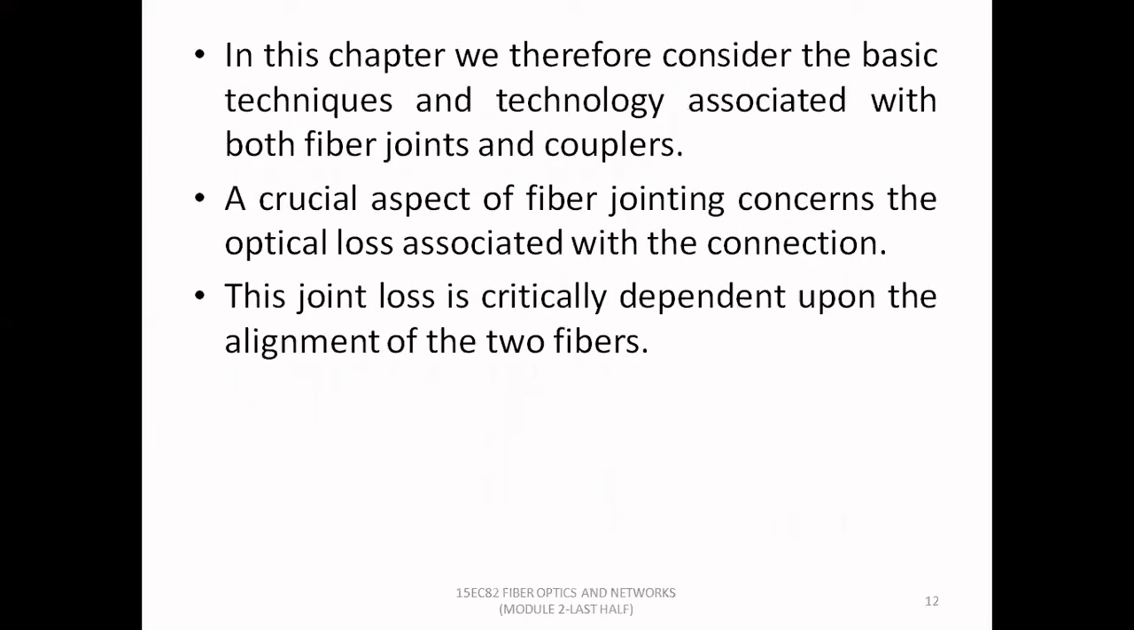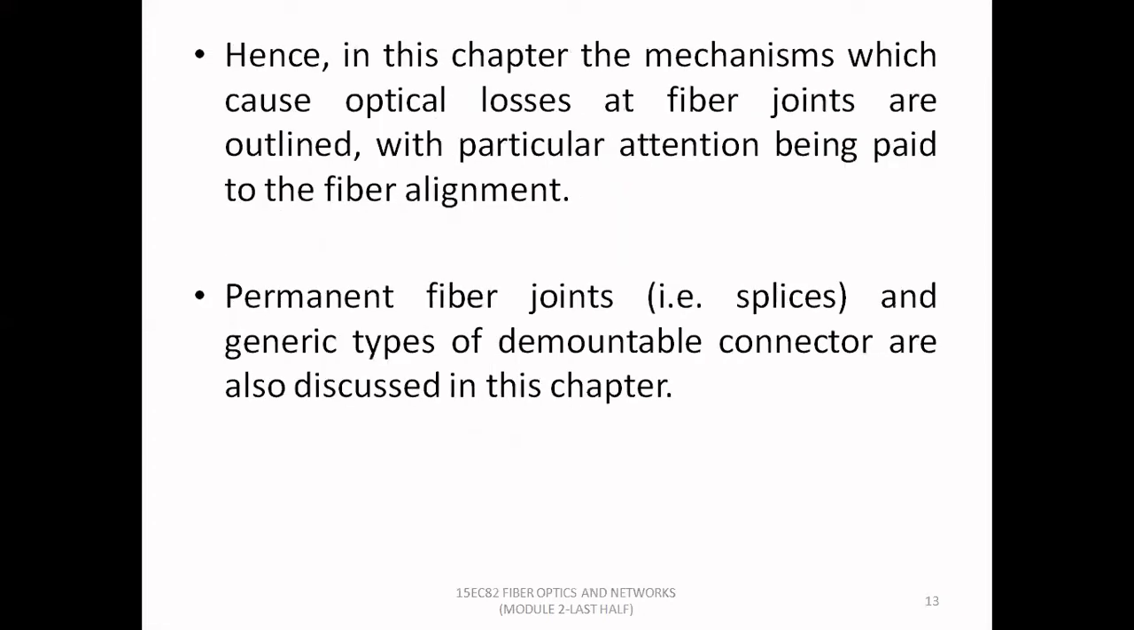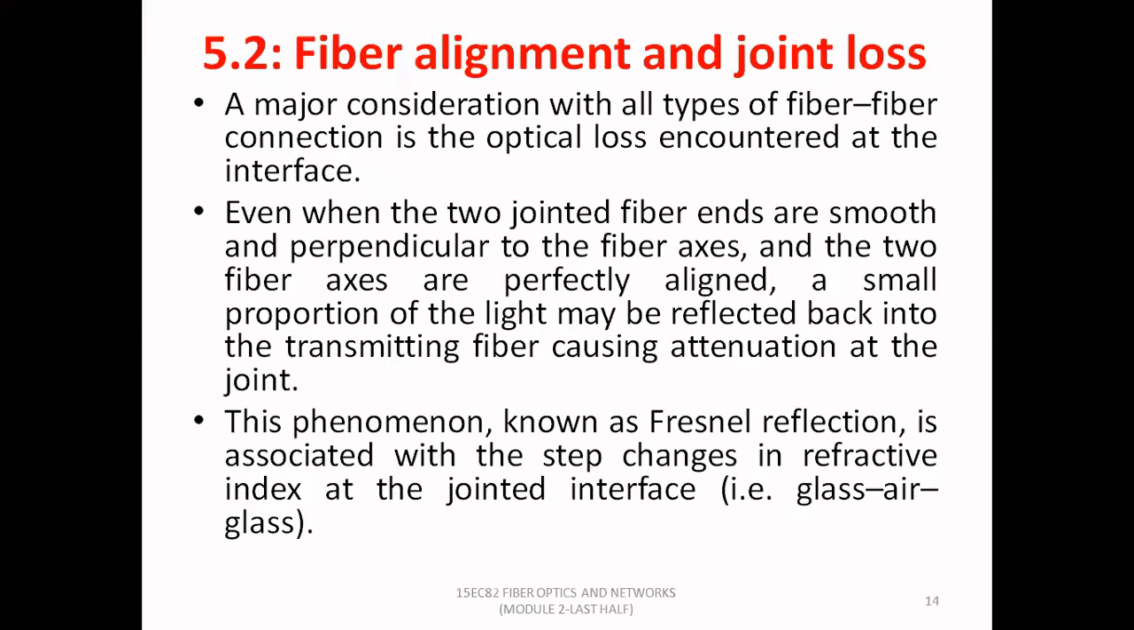In this chapter, we therefore consider the basic techniques and technology associated with both fiber joints and couplers. A crucial aspect of fiber jointing concerns the optical loss associated with the connection. This joint loss is critically dependent upon the alignment of the two fibers. Hence, in this chapter, the mechanisms which cause optical losses at fiber joints are outlined, with particular attention being paid to the fiber alignment. Permanent fiber joints, that is splices, and generic types of demountable connector are also discussed in this chapter. Let us discuss 5.2 fiber alignment and joint loss.